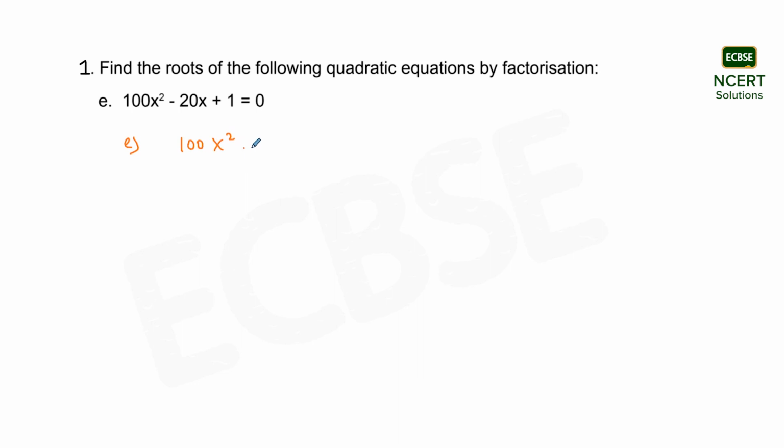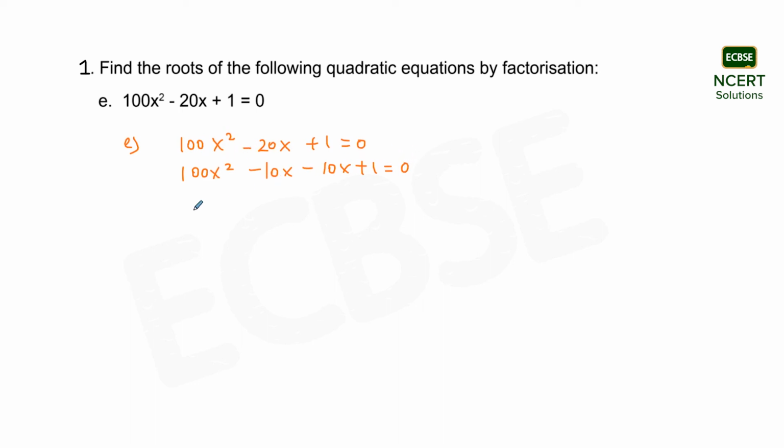Okay, now coming to the E part, here the equation being provided is 100x square minus 20x plus 1 is equal to 0. So again, in order to find the roots of this very quadratic equation, I need to do the middle term splitting. That is, I need to split the middle term into two terms such that its sum is equal to b and its product is equal to a into c. Right, comparing this equation with the standard quadratic equation. So splitting it, I'll be getting here 100x square minus 10x minus 10x plus 1 is equal to 0.